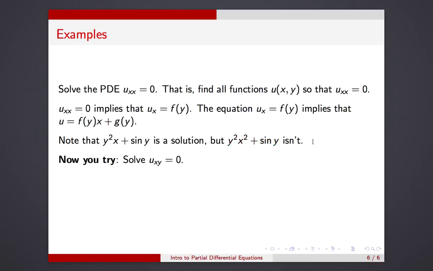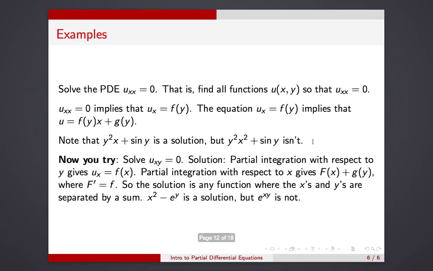So here's something for you to try on your own. Solve uxy equals 0. Go ahead and, if you'd like, pause the video and try this, and then I will show you the solution of this. So assuming you've just paused the video and have a potential solution, let's walk through what happens.